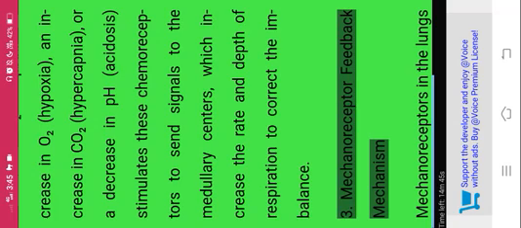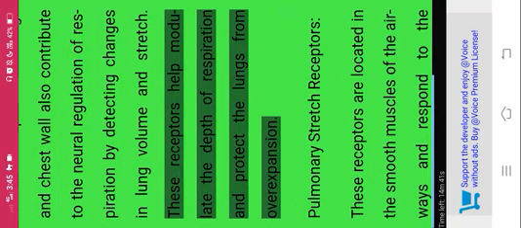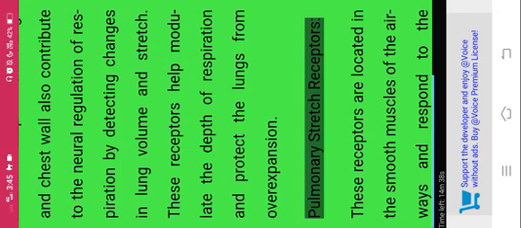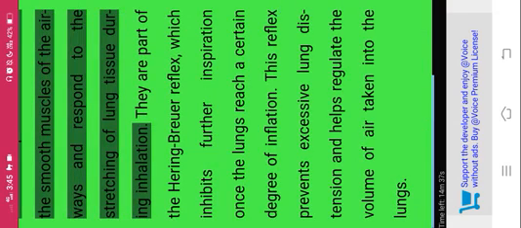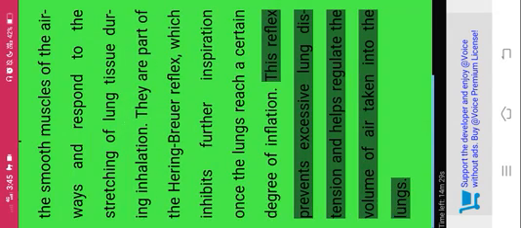3. Mechanoreceptor feedback mechanism. Mechanoreceptors in the lungs and chest wall also contribute to the neural regulation of respiration by detecting changes in lung volume and stretch. These receptors help modulate the depth of respiration and protect the lungs from overexpansion. Pulmonary stretch receptors. These receptors are located in the smooth muscles of the airways and respond to the stretching of lung tissue during inhalation. They are part of the Hering-Breuer reflex, which inhibits further inspiration once the lungs reach a certain degree of inflation. This reflex prevents excessive lung distension and helps regulate the volume of air taken into the lungs.